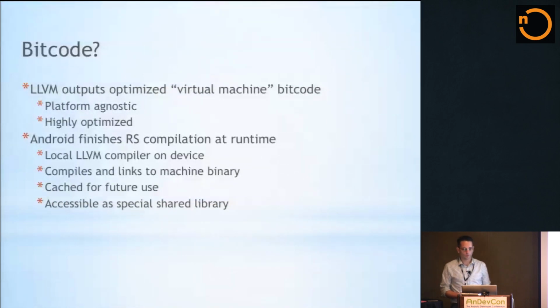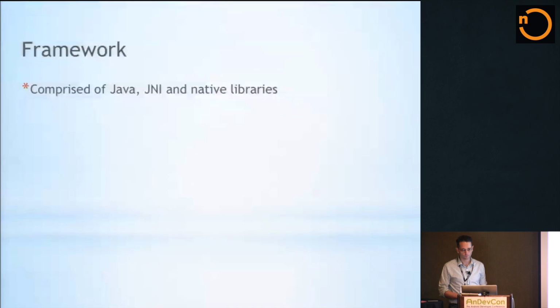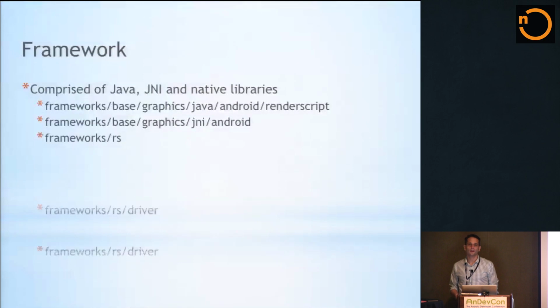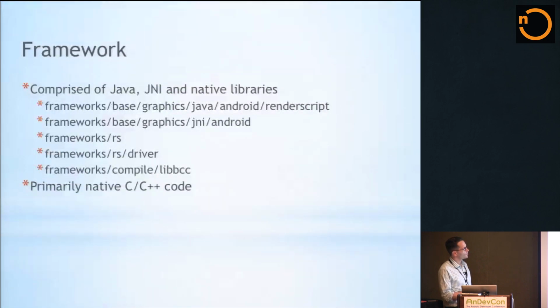Okay. In the end, what ends up happening is you get a special shared library that the RenderScript engine that runs as part of your application knows how to link against. And that's how you get that near native performance, or basically native performance. So on the framework side, it's comprised of Java, JNI, and a bunch of native libraries. Okay? And there's a whole slew of them here. You've got the RenderScript piece, you've got the JNI that works in conjunction with that, RenderScript itself, which is all written in C and C++, and then the actual compiler, and then there's this driver piece.